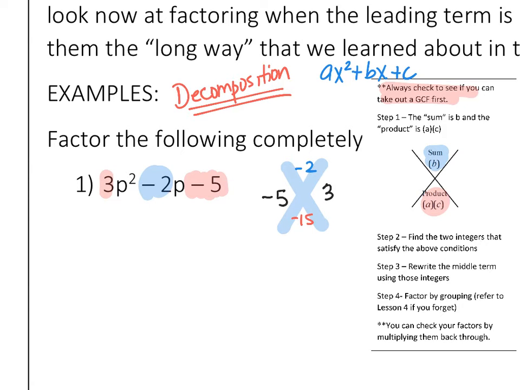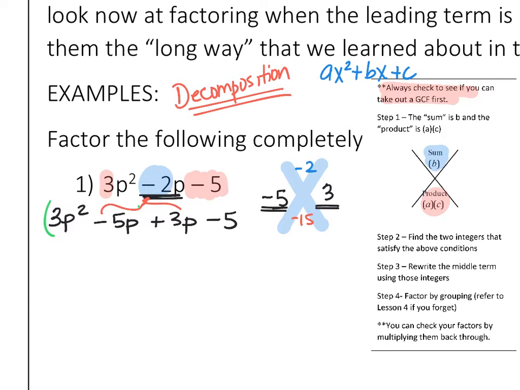Then we take those two integers and rewrite the middle term of our trinomial using those. I keep the first term the same and I keep the last term the same, but I'm going to rewrite this -2p using -5 and +3. So I'm going to write -5p plus 3p. You can see that this still equals -2p. I just now have 4 terms.